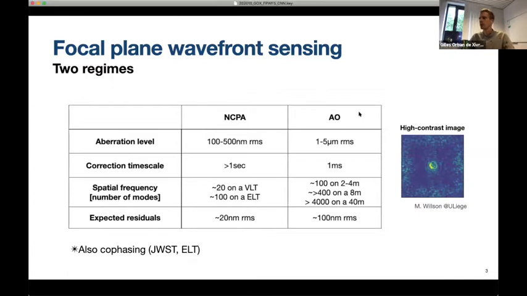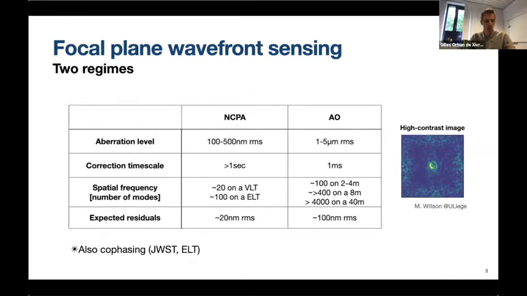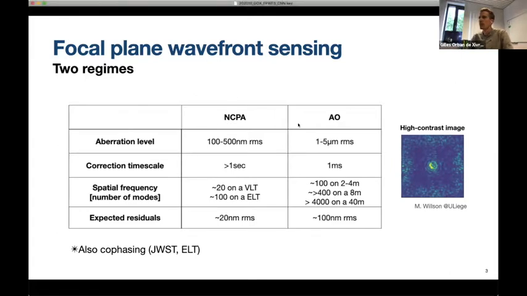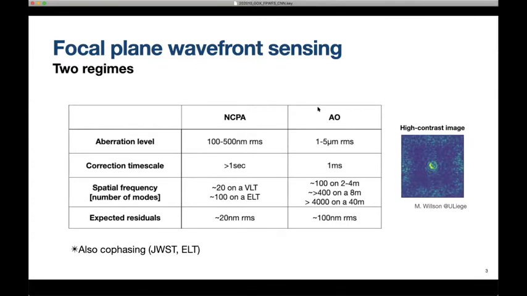Here, I'm comparing two possible regimes. One is the non-common path aberration measurement, and the other one would be adaptive optics correction. Those numbers are to be taken with a pinch of salt because some of them depend on the wavelengths, but it's just to compare them. As you can see, for non-common path aberration, typically you want to measure a relatively low level of aberration on a limited number of spatial frequencies. And so in terms of dimensionality, this problem is simpler, let's say, than the adaptive optics correction.